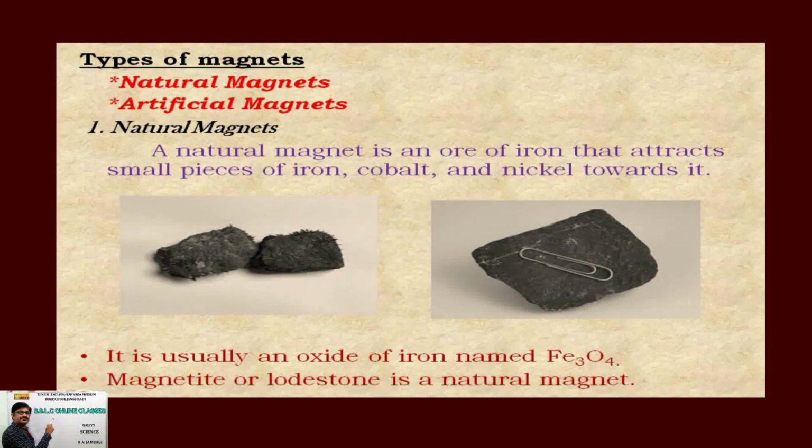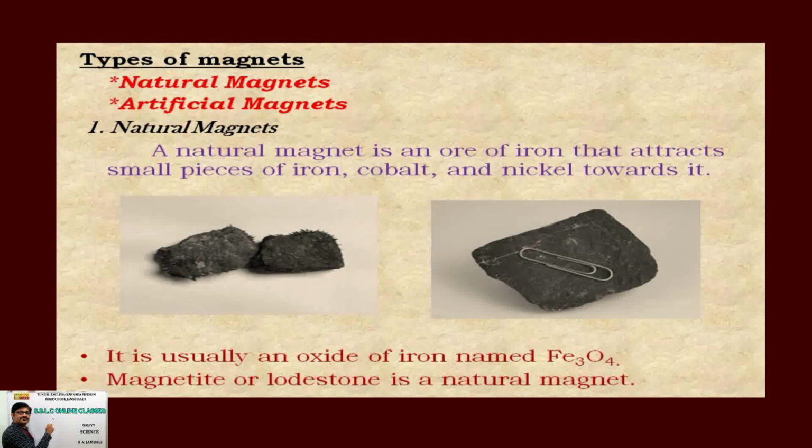Now, let us take the different types of magnets. So there are two types of magnets. One is the natural magnet and the other one is the artificial magnet. Let's take those two one by one. Natural magnets. A natural magnet is an ore of iron that attracts small pieces of iron, cobalt, nickel, steel, and so on towards it.